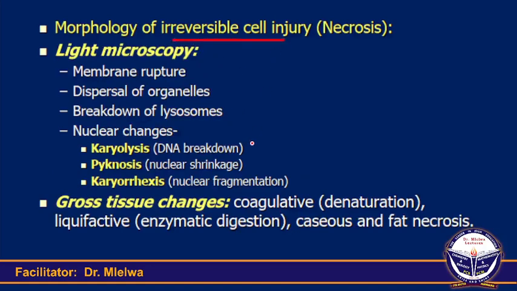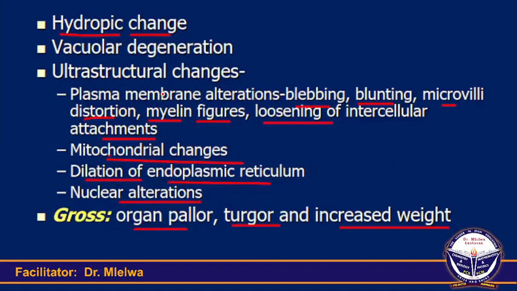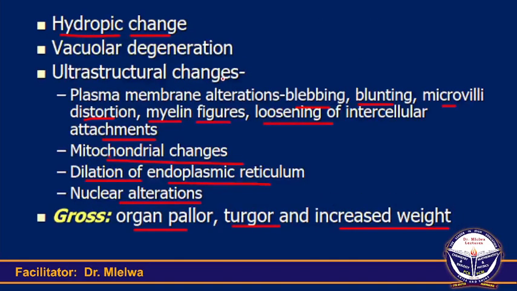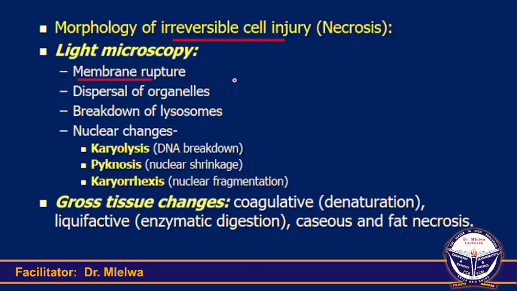Morphology of irreversible cell injury. How does the irreversible cell injury happen? In light microscope, we observe membrane rupture. Remember, here we said in light microscope, we observe plasma membrane alteration. That is reversible. But in the irreversible, we observe membrane rupture. It's not distortion again. It's rupture, membrane rupture.